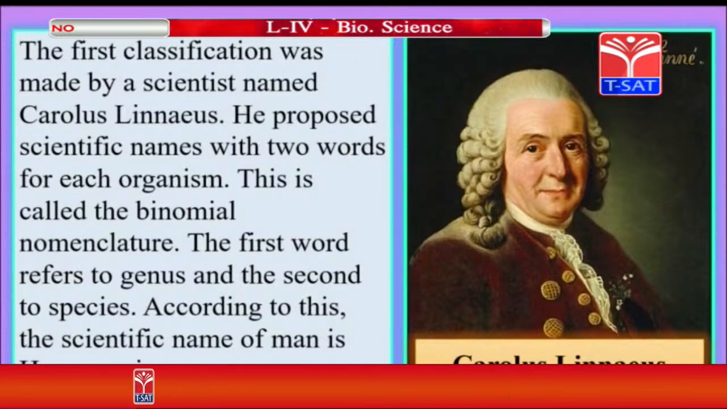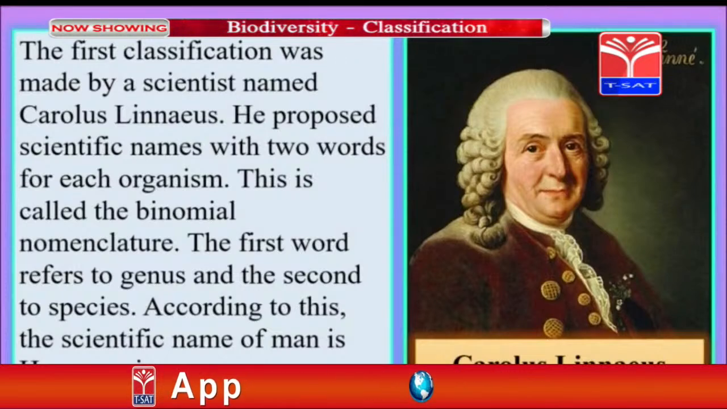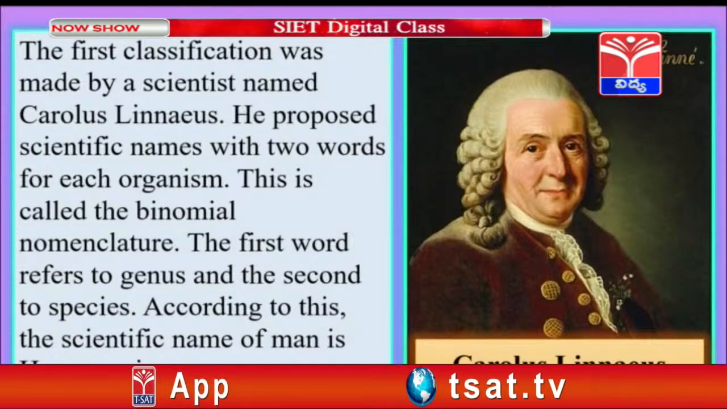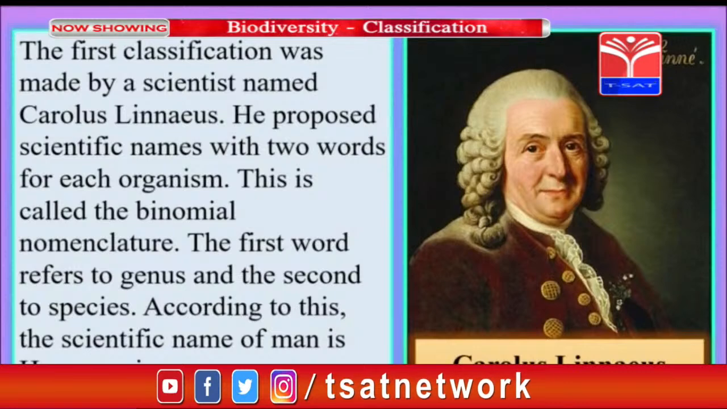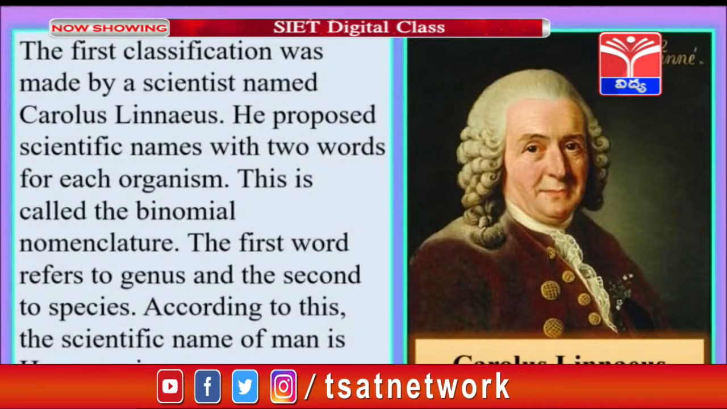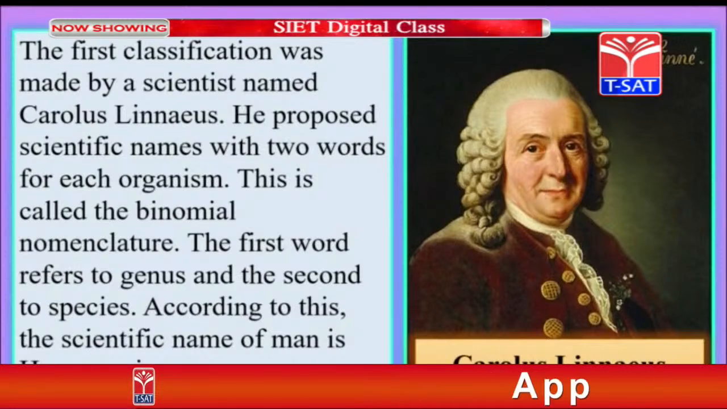He proposed scientific names with two words for each organism. This is called binomial nomenclature. The first word refers to the genus and the second to the species. According to this, the scientific name of man is Homo sapiens.